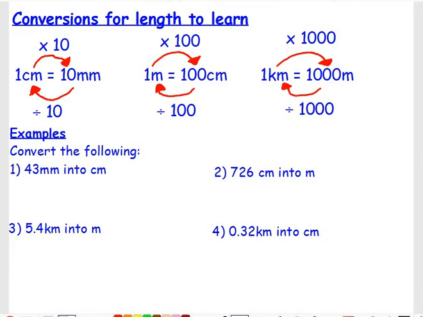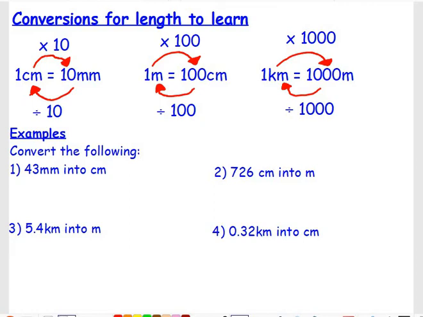So starting with the conversions for length, the first one you need to know is 1 centimetre is equal to 10 millimetres. So if you look at your rulers, in between each centimetre you have the little markings, the 10 little markings, these are your millimetres. So to get from centimetres to millimetres, we times by 10, and to go from millimetres back to centimetres, we need to divide by 10.